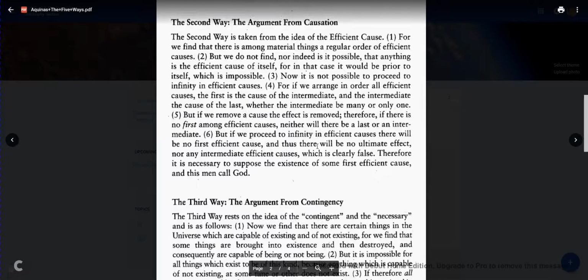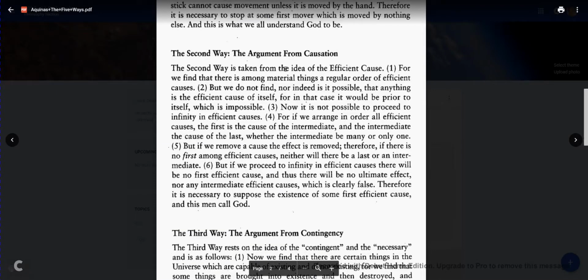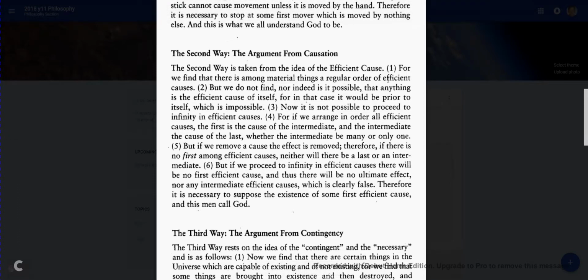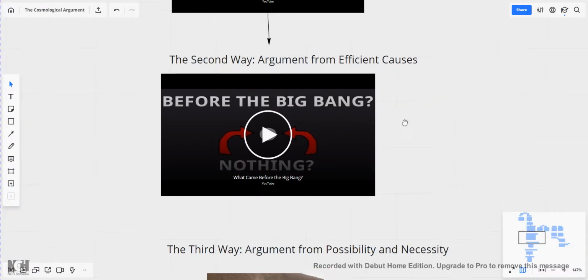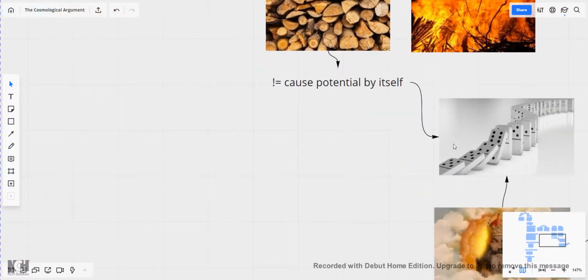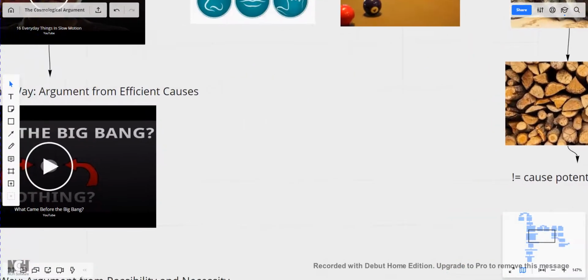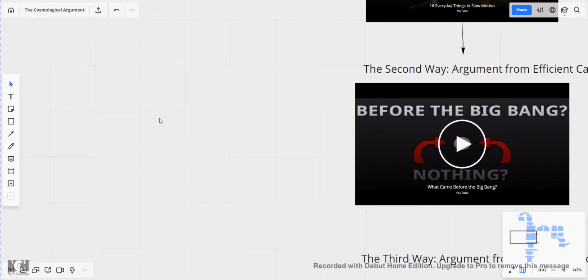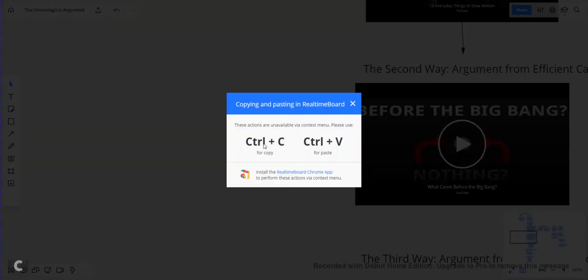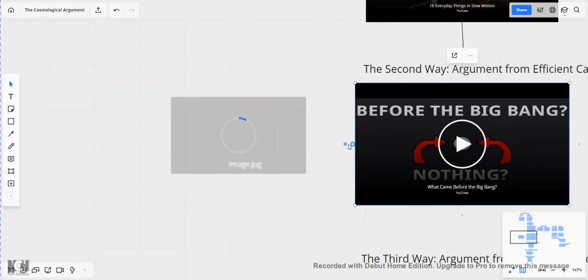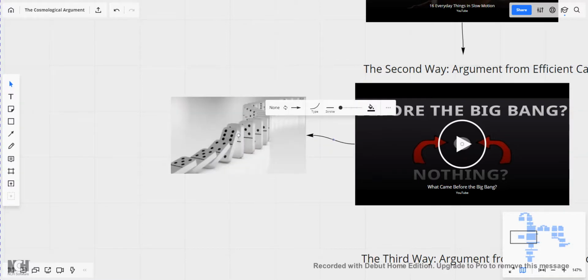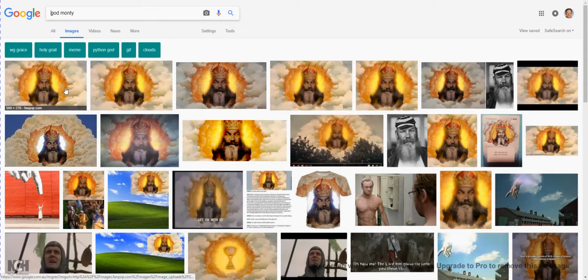All right, the second way, the argument from efficient causation. The second way is taken from the idea of efficient cause. One, we find there is among material things a regular order of efficient causes. One thing causes another. Again, we go back to Mr. Dominoes, so let's copy him, because we can see what he means by the nature of the efficient cause. The first thing, the first domino to fall, or the first thing to push the domino in the falling direction. Yeah? All right. So something had to be it, and it's probably this man here. Yeah.